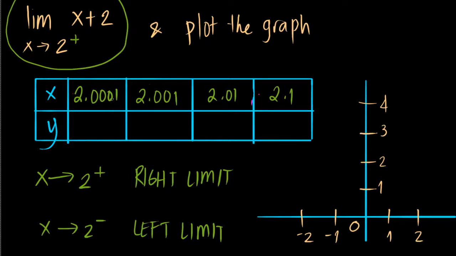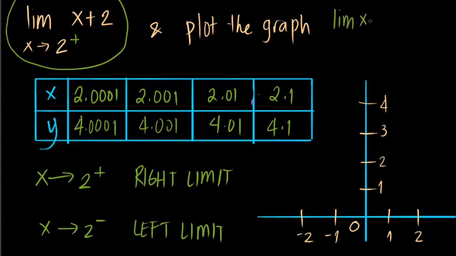And after you have done that, substitute these values to your formula or to your function. So 2.0001 plus 2, that is 4.0001. This is 4.001. And so we can say that the limit of x plus 2 as x approaches 2 plus is equal to 4.